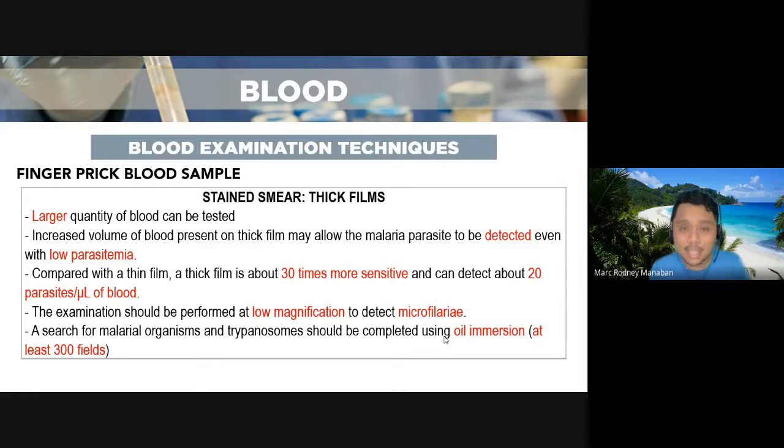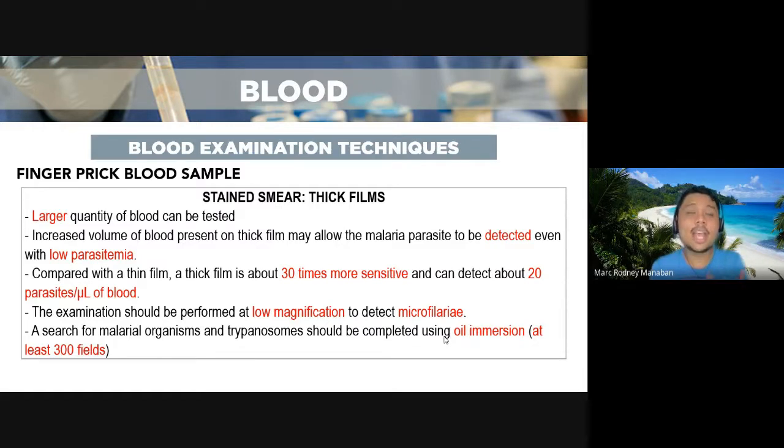And since it's more sensitive, it is generally used as a screening method, a screening test, because you want to detect first if the patient really has this type of parasite or this infection.